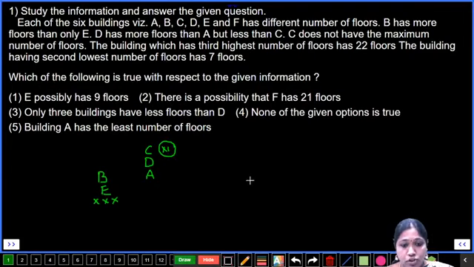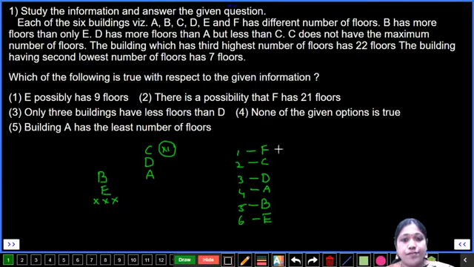Now we'll take the arrangement: 1, 2, 3, 4, 5 and 6. So the last two places are confirmed with B and E. As C should not be in the first place, C will start from the second place, followed by D and A. So the first place goes to F.